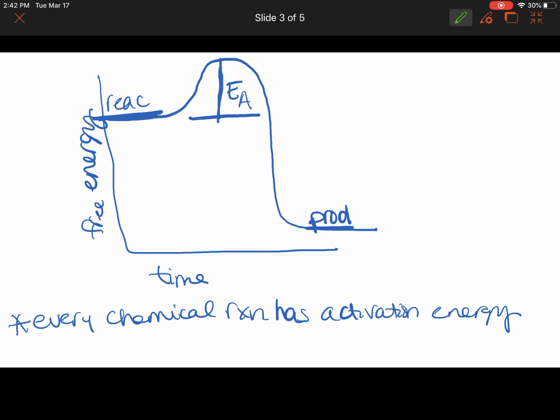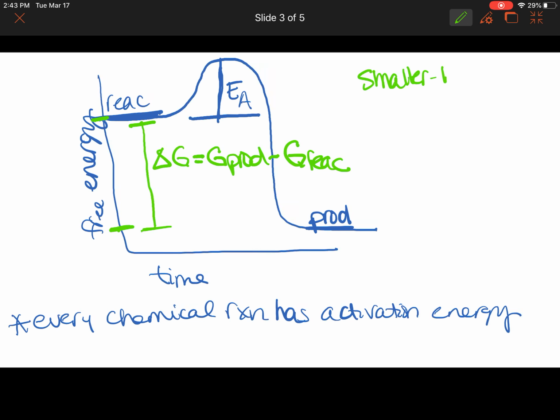From these energy progress curves, we can also visualize delta G, because delta G is the free energy of the products minus the free energy of the reactants. Well, in this case, our products have a lower free energy than our reactants. And so when you have a smaller number minus a bigger number, the sign is going to be negative. So for this reaction, we would have a negative delta G.